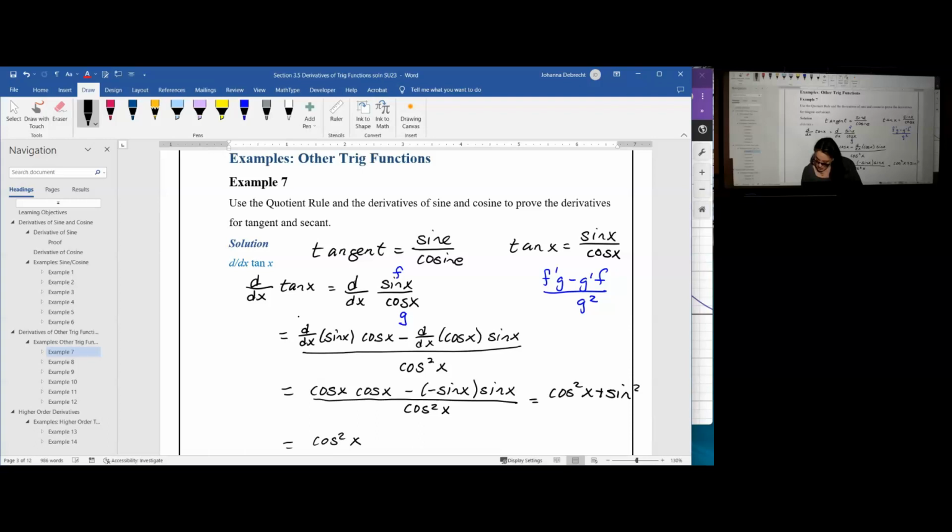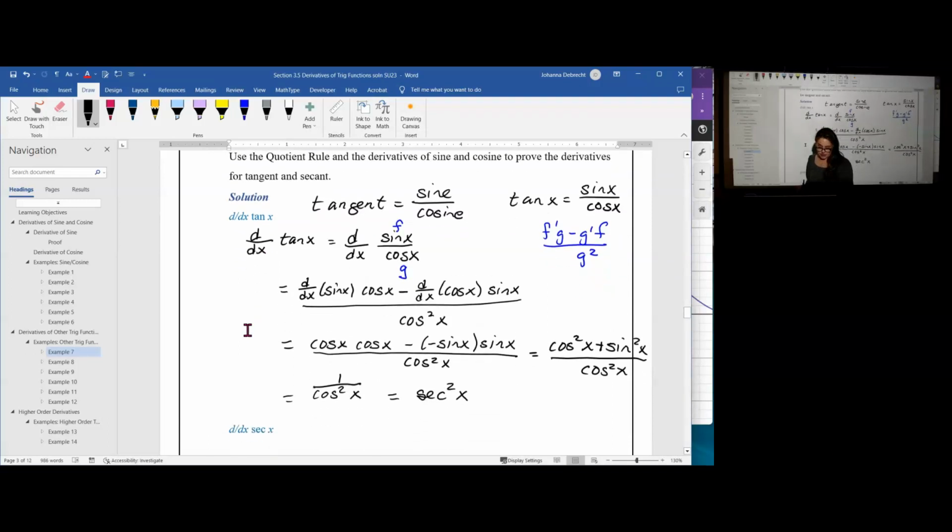That gives me cosine squared of x plus sine squared of x, all divided by cosine squared of x. Don't simplify, simply look at that cosine squared plus sine squared and remember your Pythagorean trig identity. That's the value of 1, which means that we end up with 1 over cosine squared, which reduces to secant squared of x. And that's what we were trying to prove. You need to memorize the derivative of tangent as secant squared.